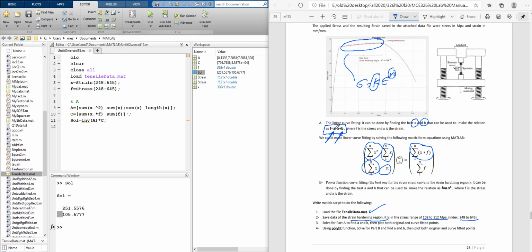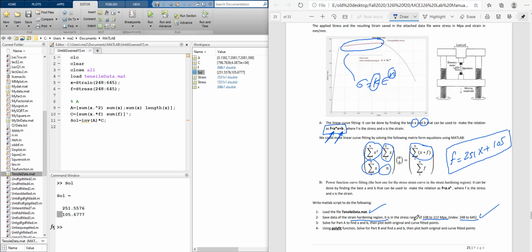The relation is the stress equals 251 times the strain, plus the B value, 105. This is the linear relation that can describe this flow curve, or say that describe this strain hardening region as a first order polynomial. Okay, so I did the first one. I found the A and found the B value. See, load the data, done, save the data.